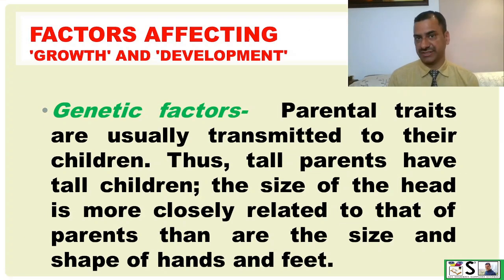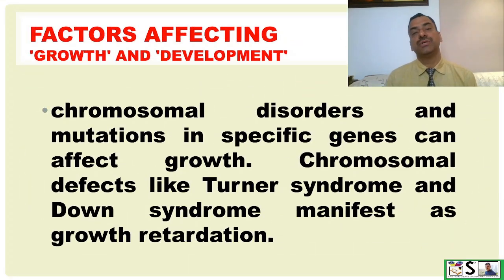First is genetic factors. Parental traits are usually transmitted to their children. We all know that tall parents sometimes have tall children, and the size of the head is more closely related to the parents than the size and shape of the hands and feet. Chromosomal disorders and mutations in a specific gene can also affect growth. Chromosomal defects like Turner syndrome and Down syndrome manifest as growth retardation.